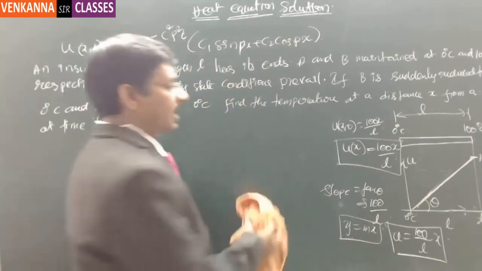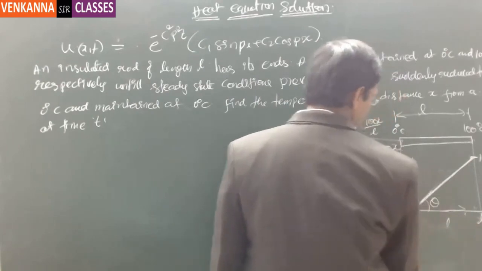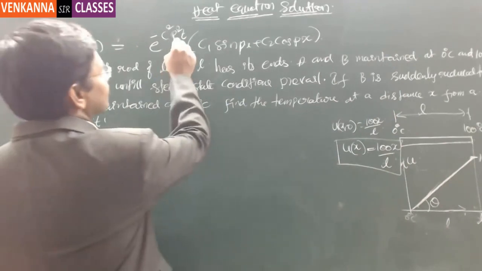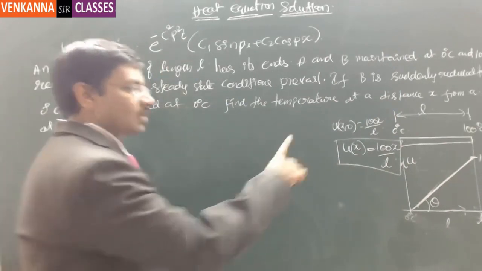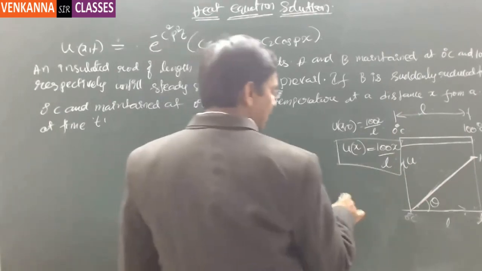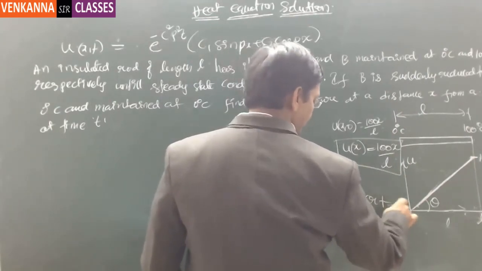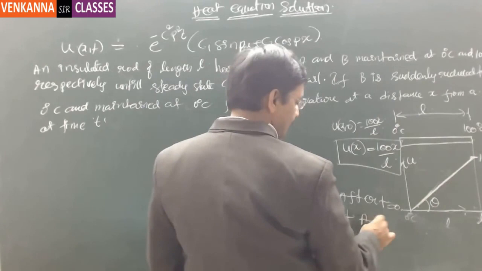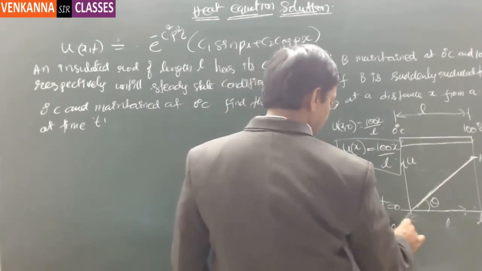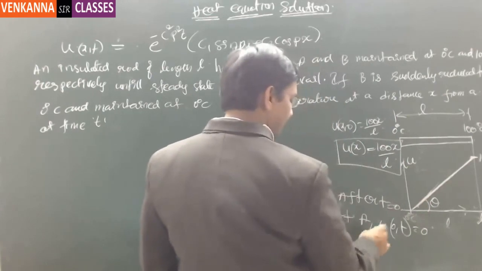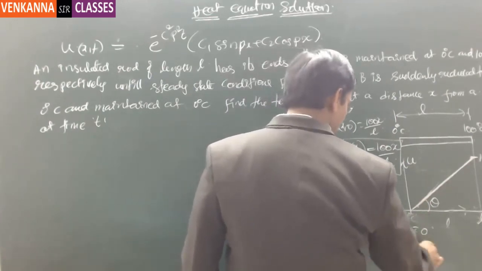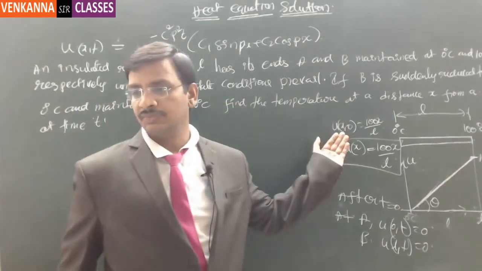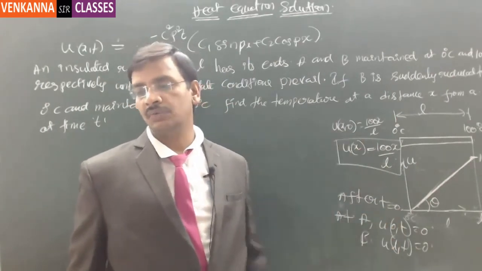Now let us see how it is going to distribute with the help of the wave equation. The general wave equation solution is coming out to be this one. Now the boundary conditions after t equal to 0: at point A, u of 0 comma t is maintained at 0, and at B, u of L comma t also is maintained at 0 after t plus. Got it? So these are the two other boundary conditions we have gotten.